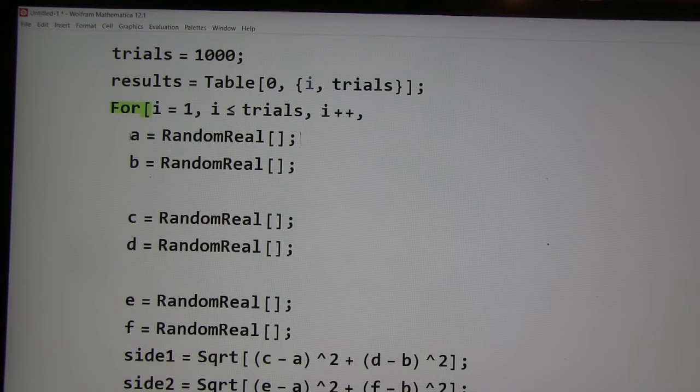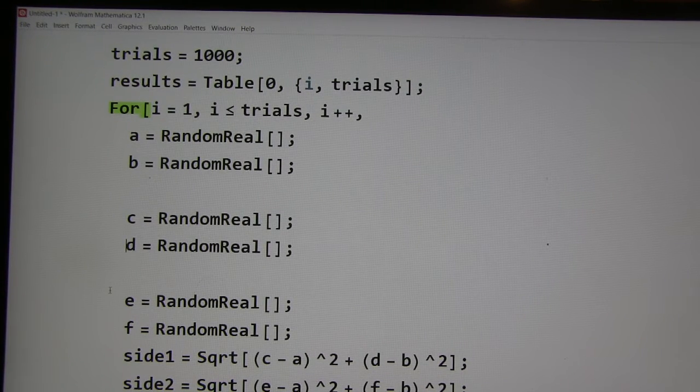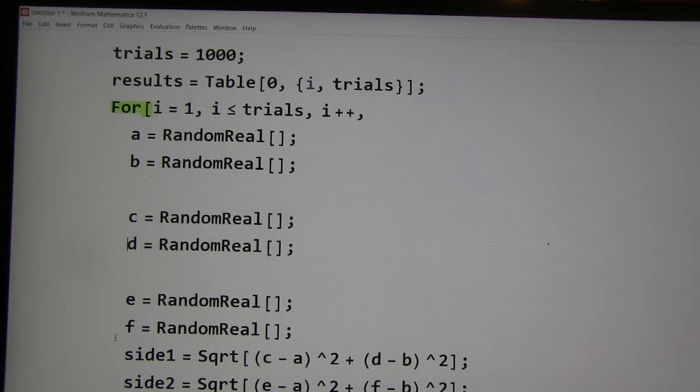So we have A is a random real, B is a random real. So this is our first pair of random reals. This finds a point in the plane, or in the square. In the unit square, yeah. C, comma D is our next one, and E, comma F is the last one.